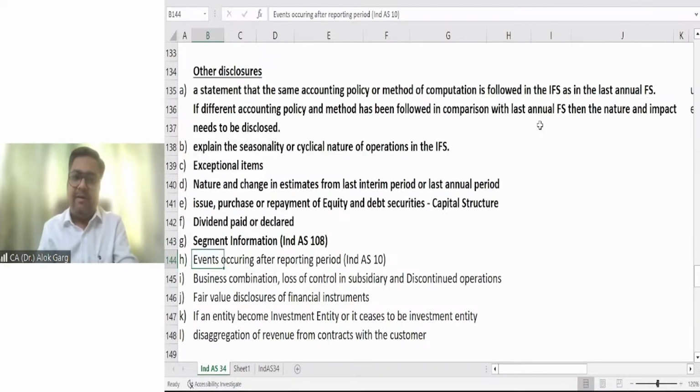Whether you guys have completed Ind AS 10, whether you guys have read Ind AS 10.